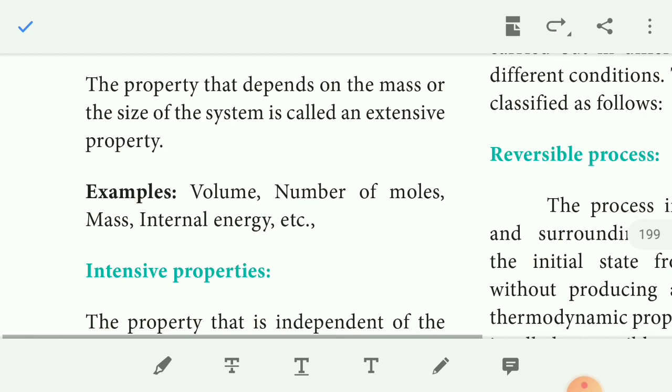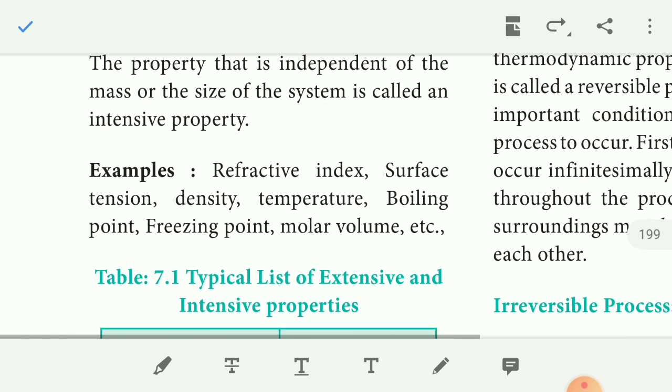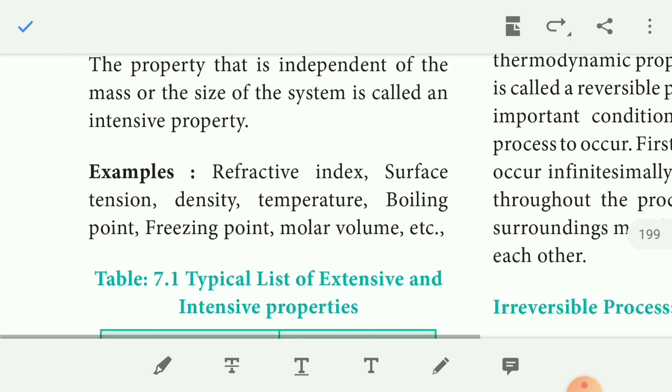Then the definition of intensive property. An intensive property is independent of the mass or size of the system. So extensive depends on the mass or size of the system, while intensive does not. Examples: refractive index, surface tension, density, temperature, boiling point, freezing point, molar volume. It does not depend on any of them. These are the examples of intensive properties.